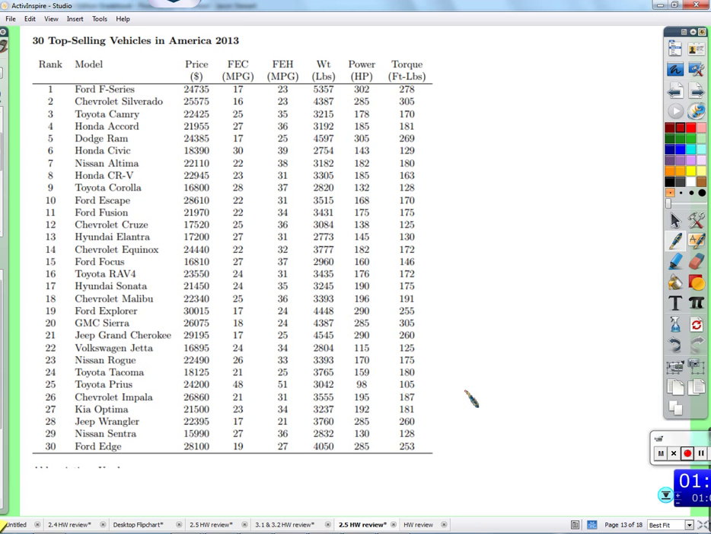What do you think, Ethan? Power and torque seem more closely related since you can see they're very close to one another. The numbers themselves are very close to each other. Okay, so maybe power and torque are the most closely related. Or weight and torque because you got two the same.